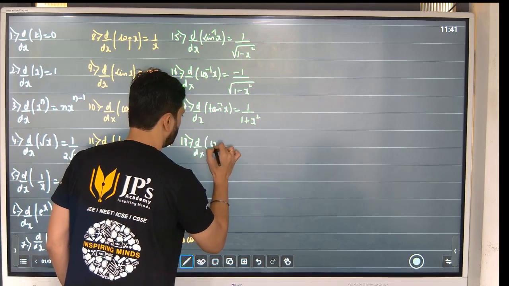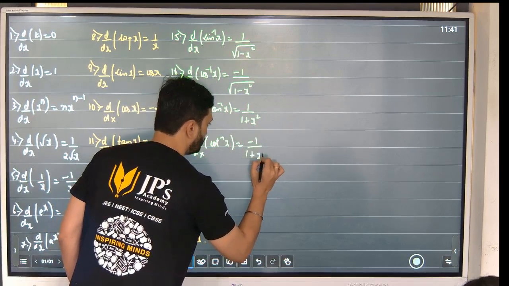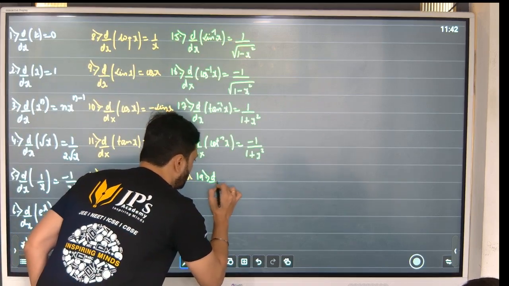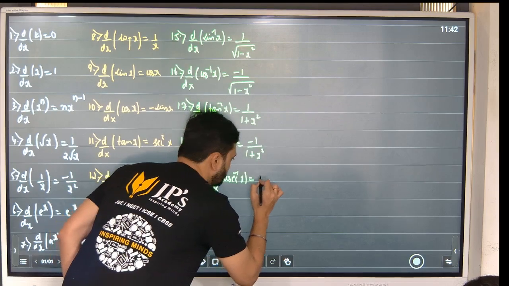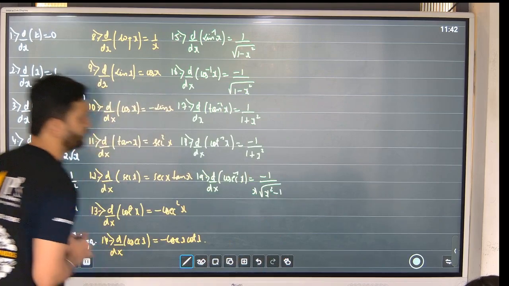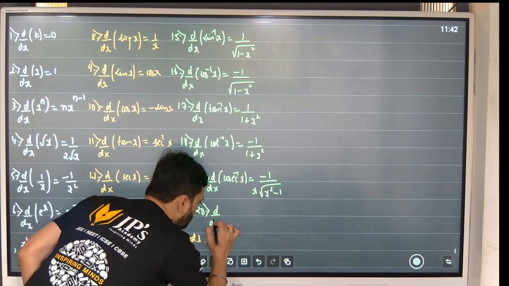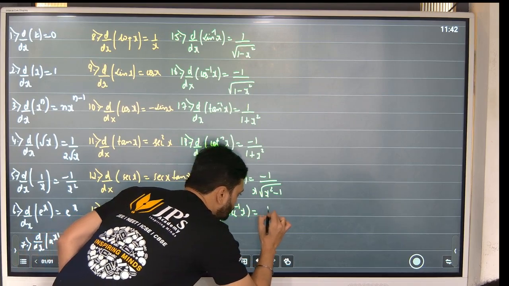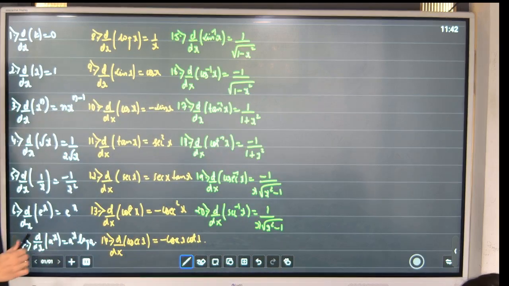dy/dx of cot inverse x is minus 1 upon 1 plus x square. dy/dx of cosec inverse x is minus 1 upon x under root of x square minus 1. dy/dx of sec inverse x is 1 upon x under root of x square minus 1.